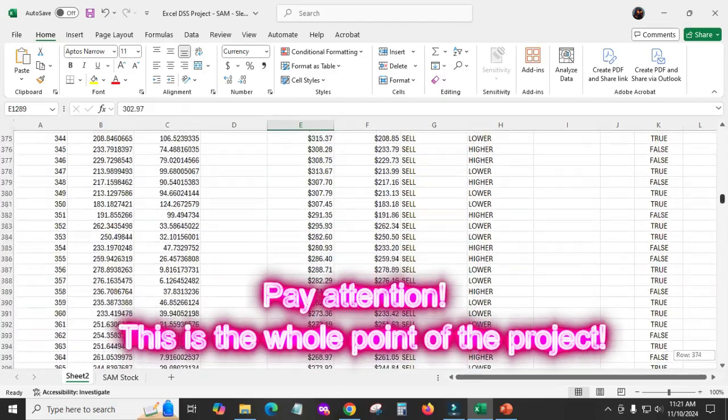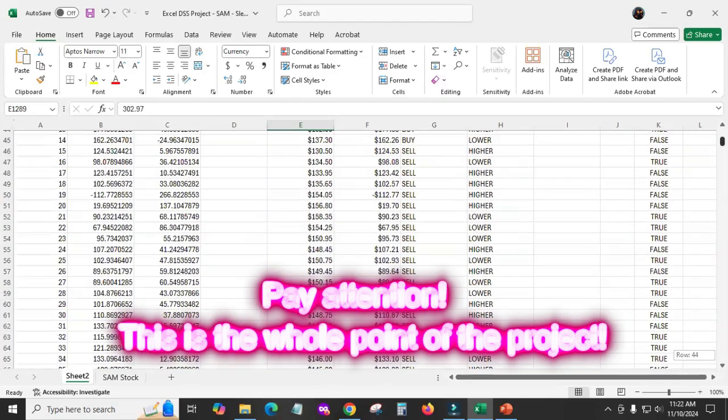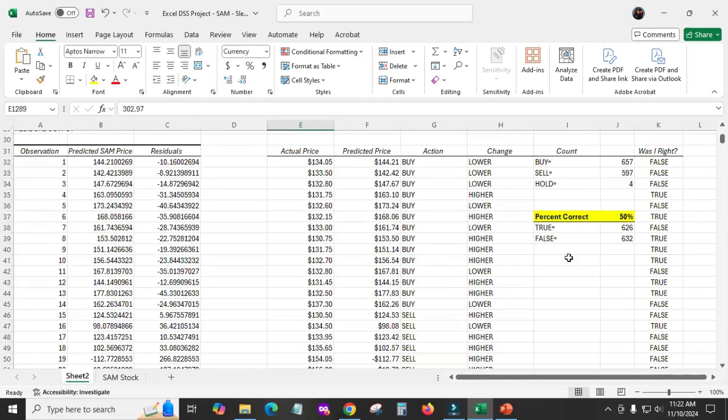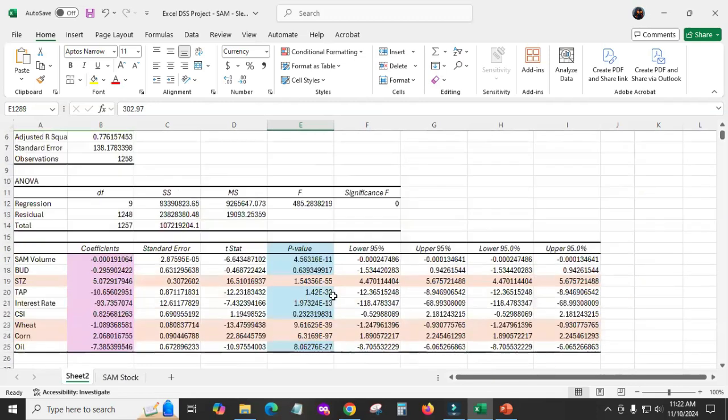Now, how much do you trust this model? Well, right now I'm batting about 50-50, so it's basically a guess. You're either right or you're wrong. But if you have a percent correct that's in the mid to upper 50s or 60s, there's a pretty good chance that if you do enough buys and sells over enough days, you will make money. So that's where the DSS comes in on this whole project.